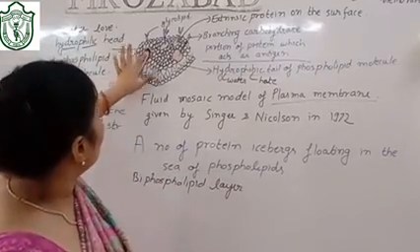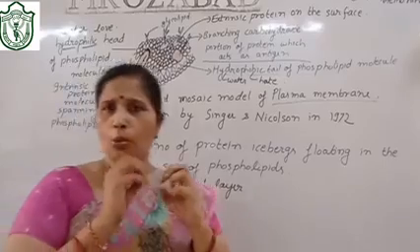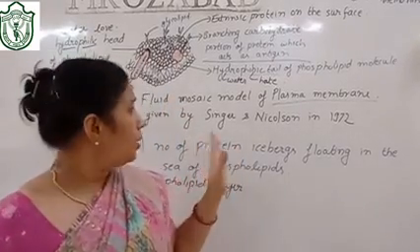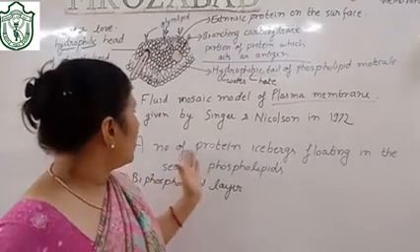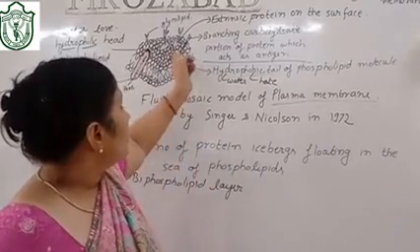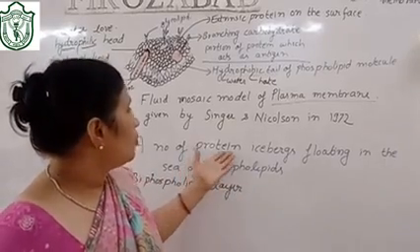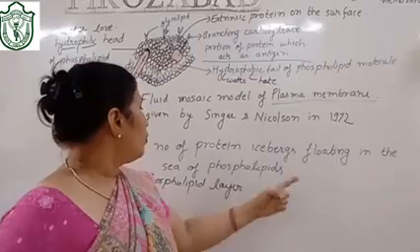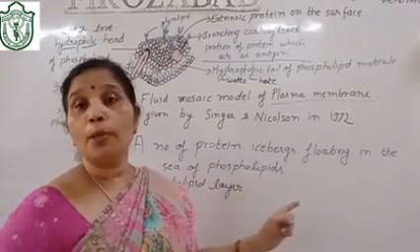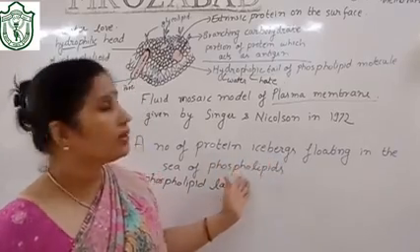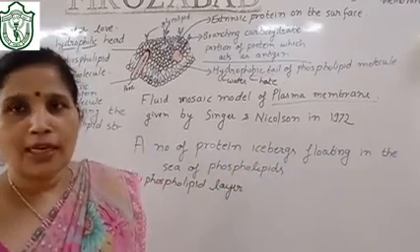This intrinsic protein. Actually, this is a phospholipid layer. This much we have known. And one definition can also be given, that these extrinsic proteins and intrinsic proteins were defined as protein icebergs floating in the sea of phospholipids.